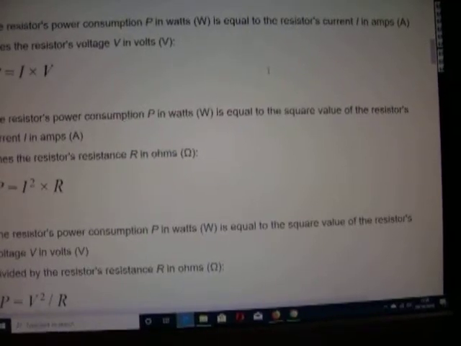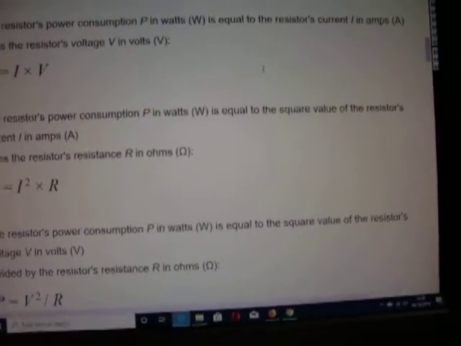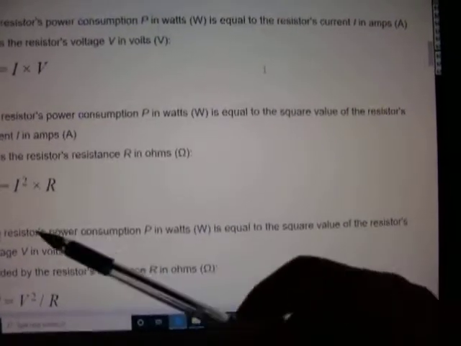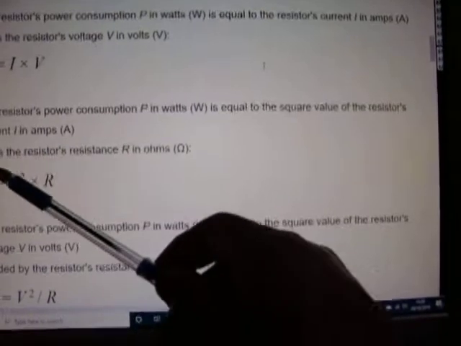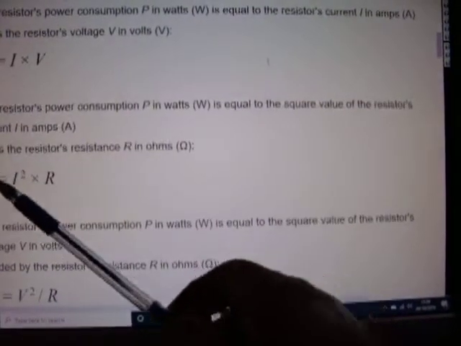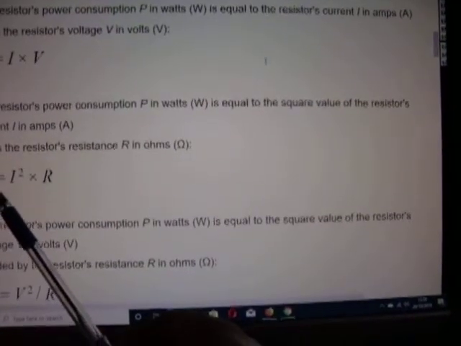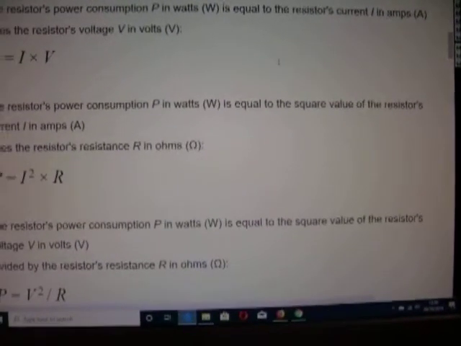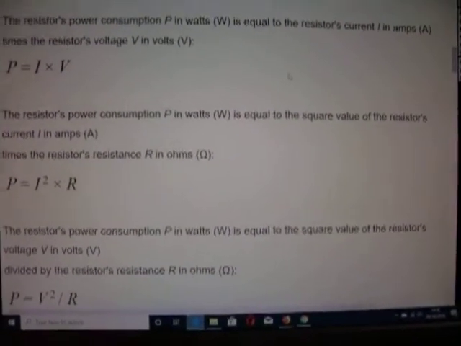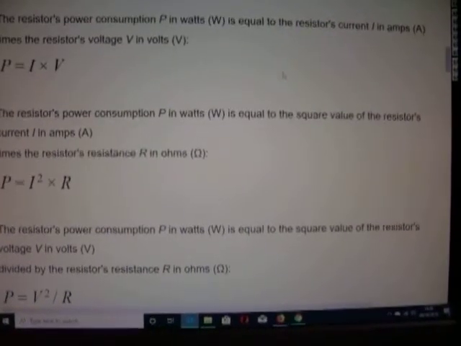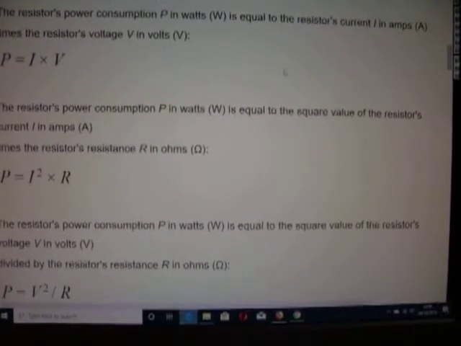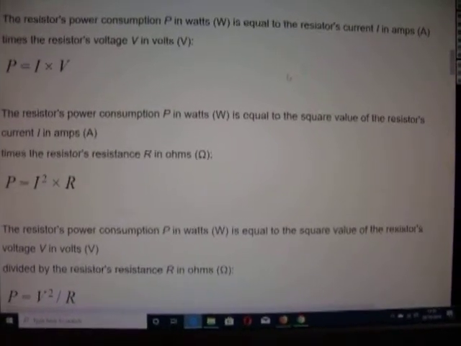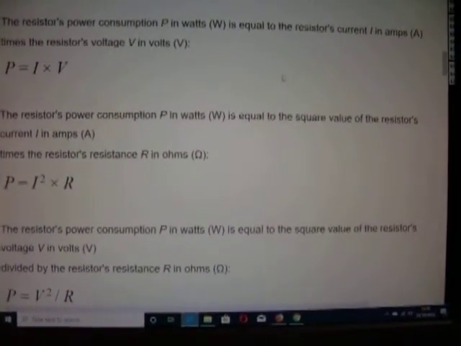Now, the resistor's power consumption, again P in watts, is equal to the square value of the resistor's current I in amps. So here we're looking at another formula which we can use to find power. So here we have P equals I squared times R. And that simply means that if I was 2 amps, then you would times 2 times 2, which would give you 4, times the resistance value to give you your power value. Okay?